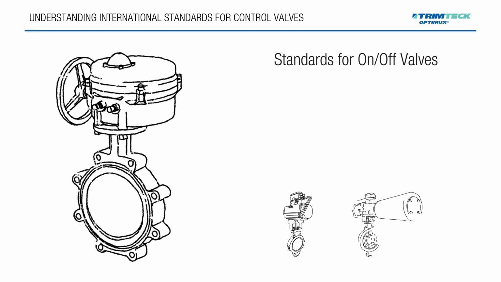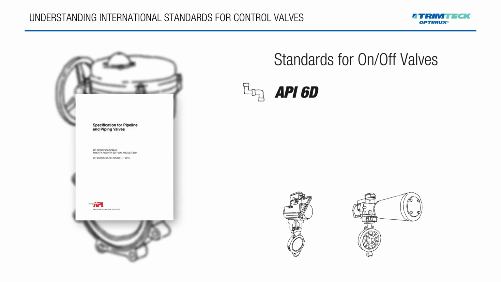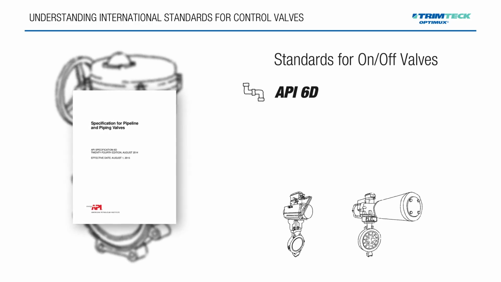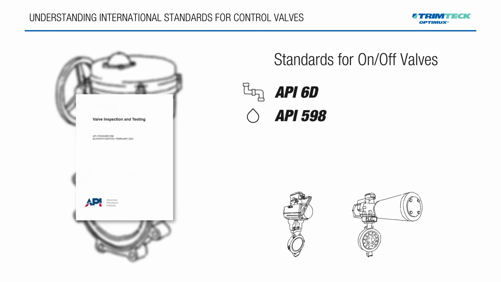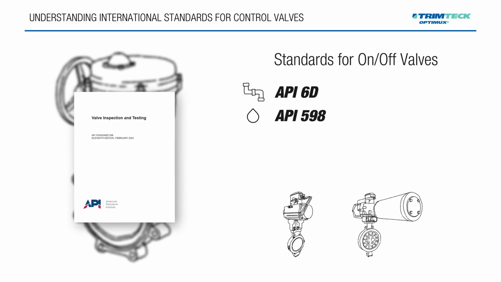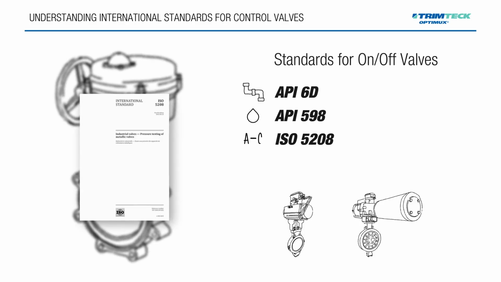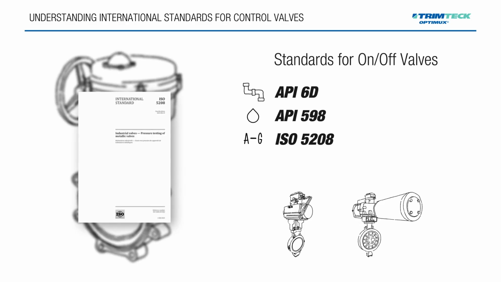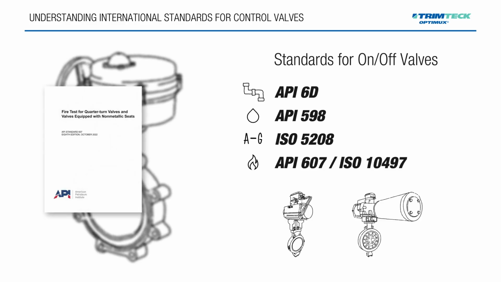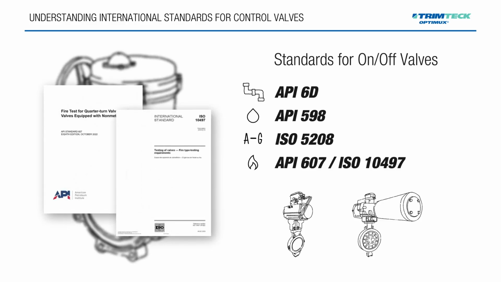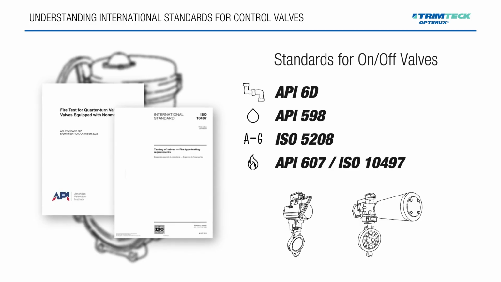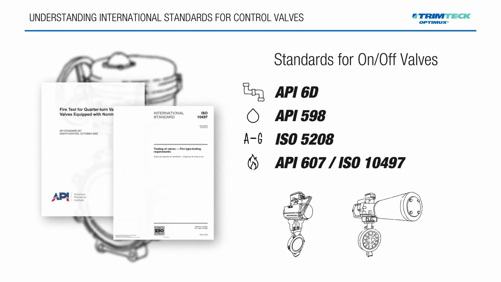Commonly referenced standards for on-off valves include API 6D for pipeline valves, which defines design, inspection, and pressure testing requirements. API 598, standard for seat leakage and shell testing for all valve types. ISO 5208, which provides leakage rate classes A through G, especially for tight shutoff valves. API 607, ISO 10497, fire-safe test procedures to ensure valves maintain seal under flame exposure.